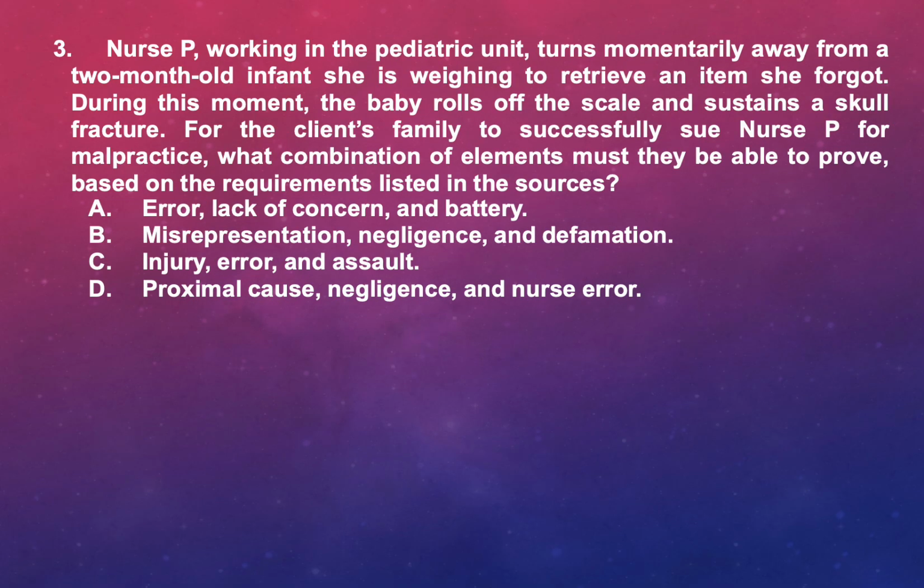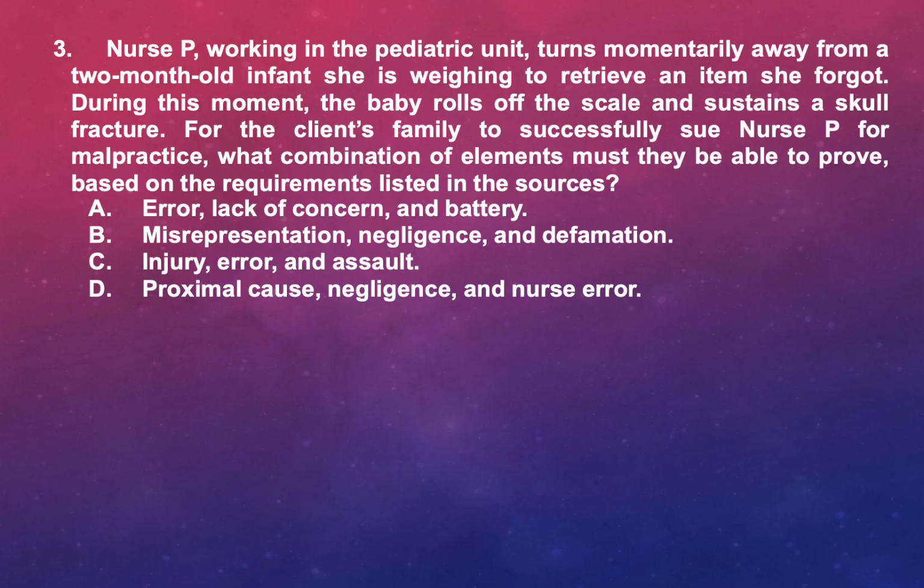Number 3. Nurse P, working in the pediatric unit, turns momentarily away from a 2-month-old infant she's weighing to retrieve an item she forgot. During this moment, the baby rolls off the scale and sustains a skull fracture. For the client's family to successfully sue Nurse P for malpractice, what combination of elements must they be able to provide based on the requirements listed in the sources?